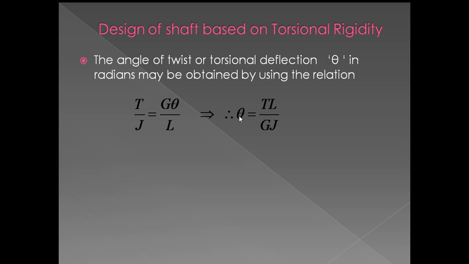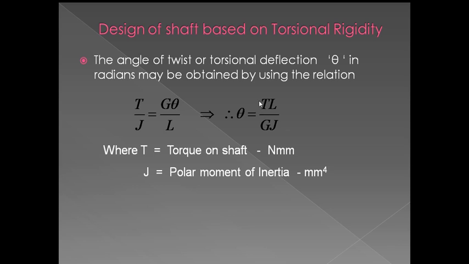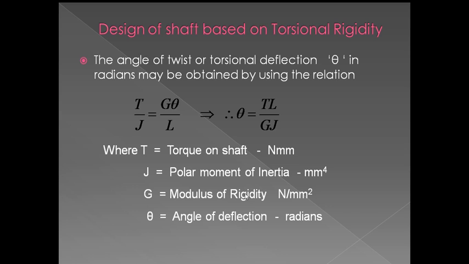In this, theta is the angle of deflection, the angle of twist, so theta equal to TL by GJ. T is the torque on shaft in Newton mm, J is the polar moment of inertia in mm power 4, G is the modulus of rigidity in Newton per mm square, and theta is the angle of deflection in radians.